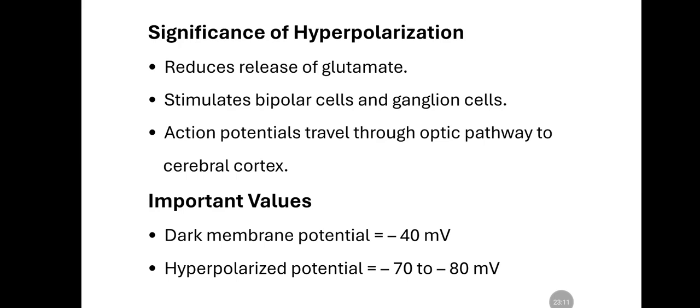Significance of hyperpolarization: reduced release of glutamate, which stimulates bipolar cells and ganglion cells. The action potential travels through the optic pathway to the cerebral cortex. Important values: dark membrane potential is -40 mV. Hyperpolarized potential is -70 to -80 mV.